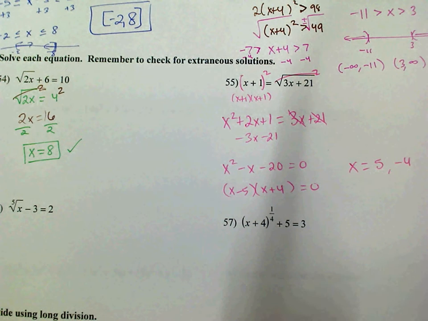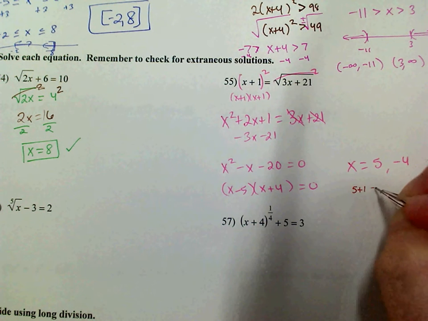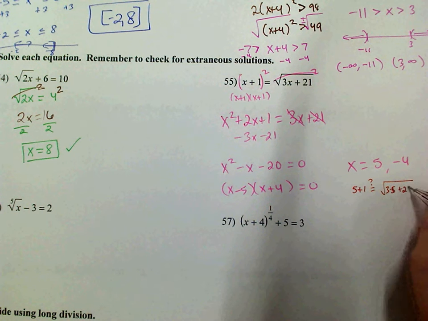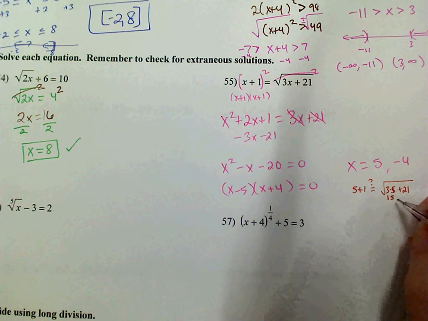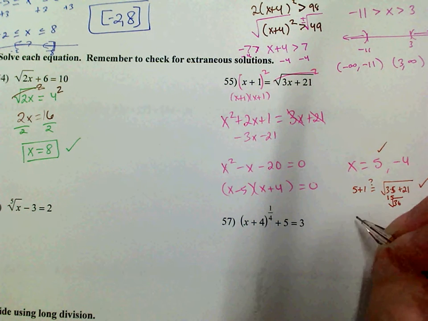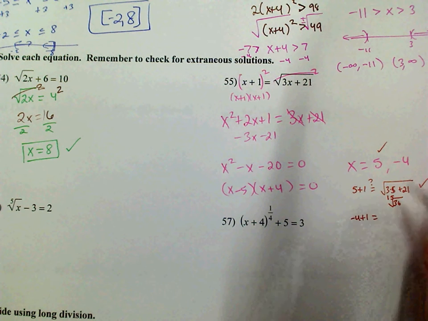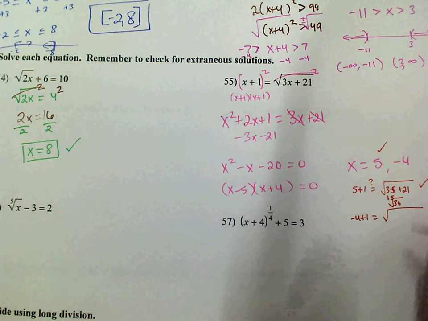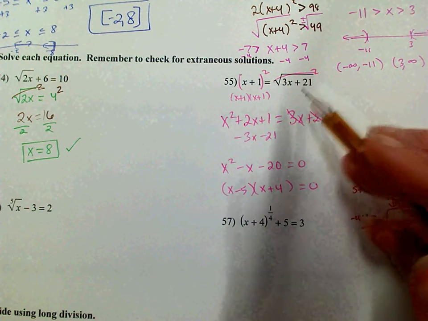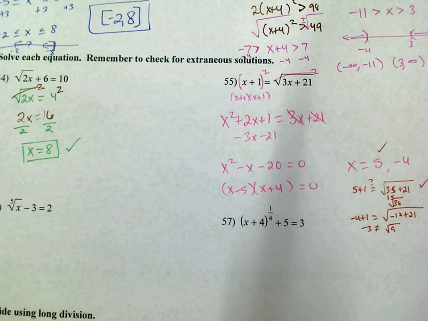And now we need to check them. Okay, so I'm going to plug in 5. 5 plus 1 equals question mark the square root of 3 times 5 plus 21. So that's 15. 15 plus 21 is 36, and the square root of 36 is 6, so that's good. Negative 4, though, if I plug it in, I get negative 4 plus 1, and I already know it's not going to work because the square root will never equal a negative number, and that's negative 3. So negative 3 cannot equal, even if I say negative 12 plus 21, that's 9. Square root of 9 does not equal negative 3. Okay.